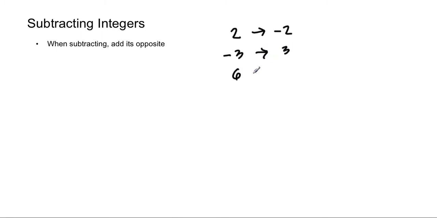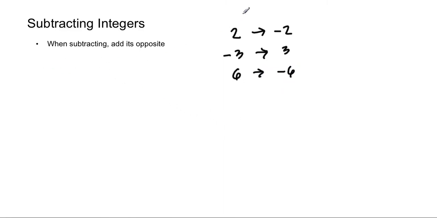So when you're subtracting integers, there's one thing to remember. When subtracting, add its opposite. So we know for a fact, let's review opposites. When you have 2, the opposite of 2 is negative 2. When you have negative 3, the opposite is 3. When you have 6, the opposite of 6 is negative 6.